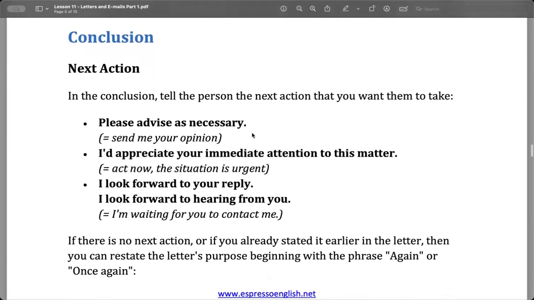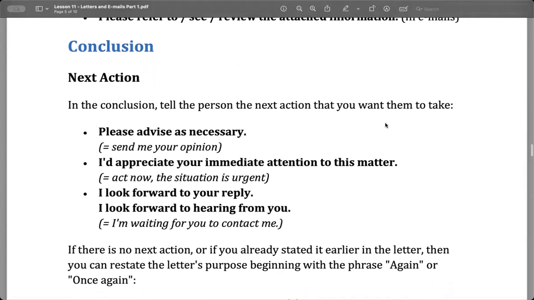Conclusion. Next action. In the conclusion, tell the person the next action that you want them to take. Please advise as necessary, which equals, send me your opinion. I'd appreciate your immediate attention to this matter, which equals, act now. The situation is urgent.